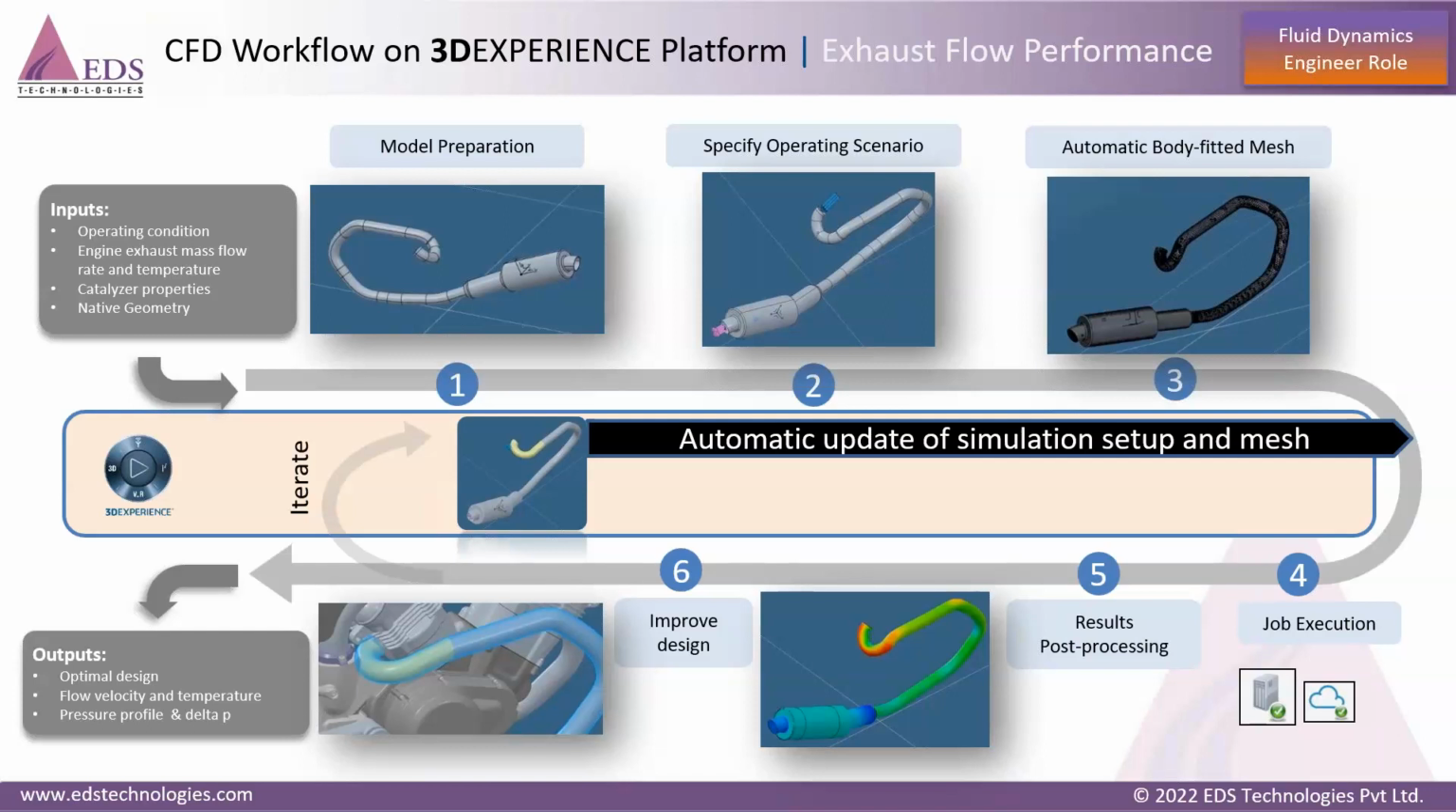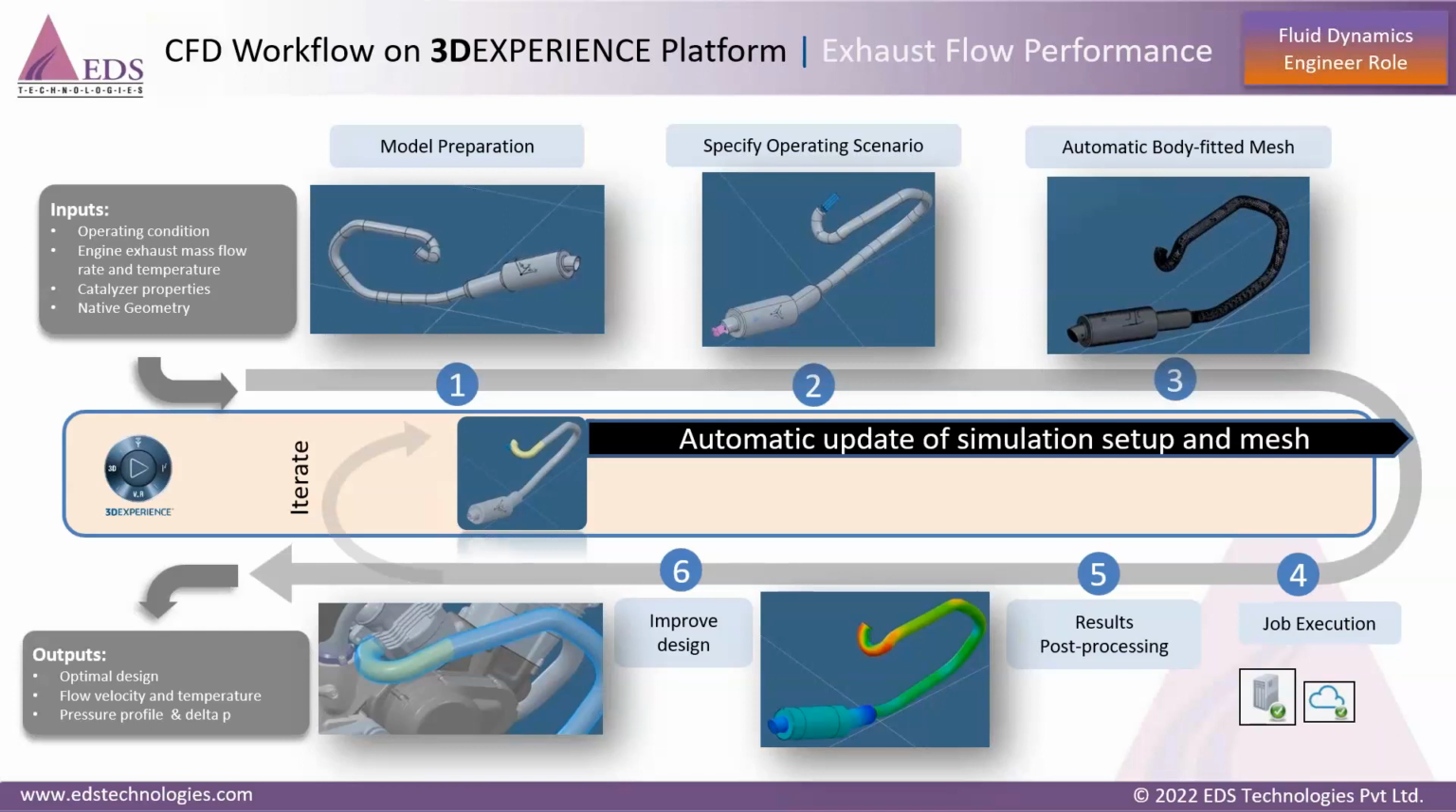And once that is done, we go to the job execution. We submit the run. You can submit it on your on-premise computer, or you can submit it to the cloud, whichever option you feel is feasible for you. And then result post processing, and based on the results, I can improve the design right there itself by invoking the different roles available to me. It can be design of experiments, it can be generative design powered by Tosca, and the output after following the whole workflow would be optimal design.